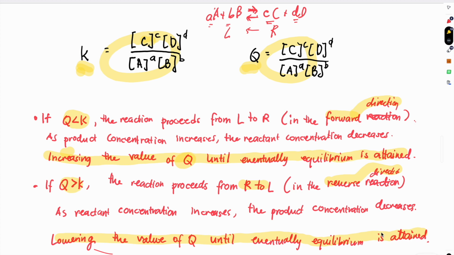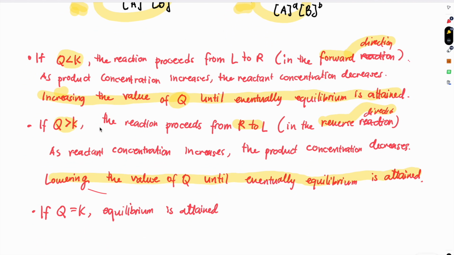Again, if Q is greater than K, your Q should decrease in the reverse direction. So, the concentration of the reactant should increase and the concentration of the product should decrease. It is the opposite when Q is less than K. Okay? So, what will happen if Q is actually equal to K? So, equilibrium is then attained.